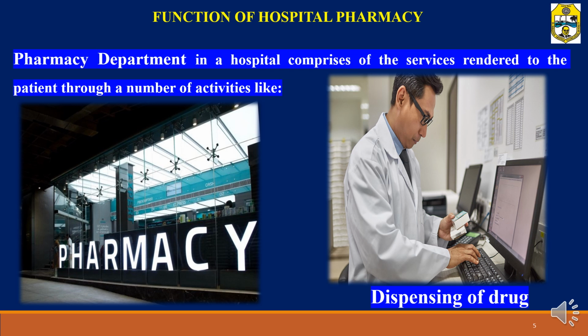The first and foremost function, or responsibility, on the shoulder of the hospital pharmacy is the dispensing of a drug. When we are talking about medication management inside the hospital, there are 5 different steps: the first is prescription, the second is transcription, the third is dispensing, the fourth is administration, and the fifth is monitoring. So these are the different steps of medication management inside the hospital.